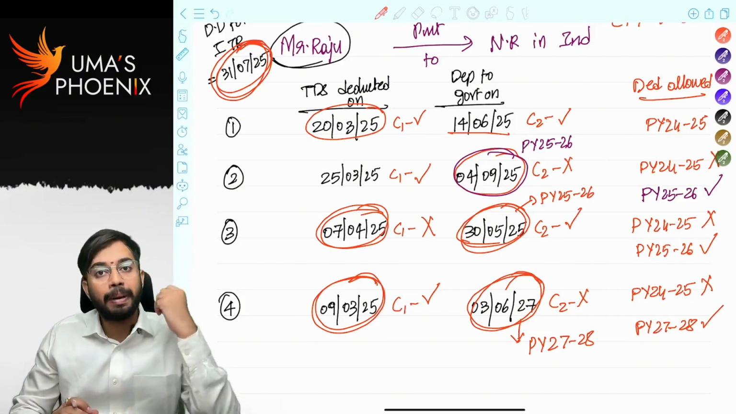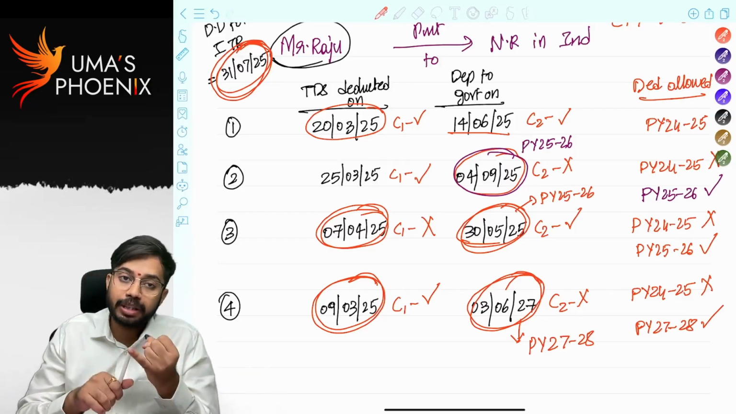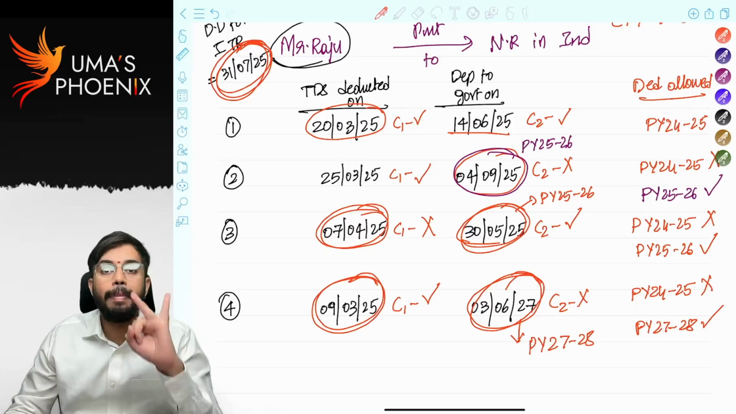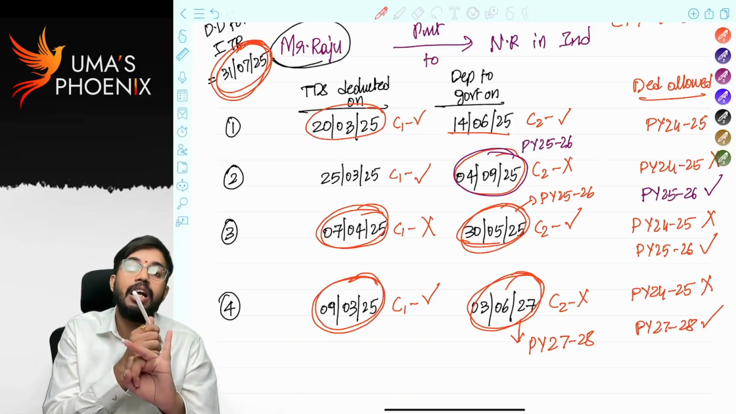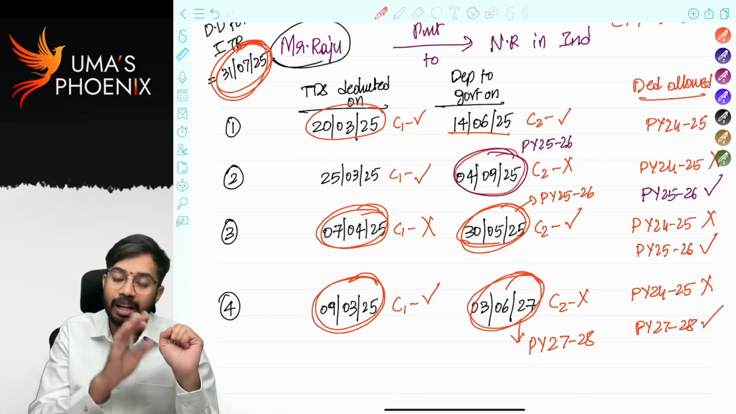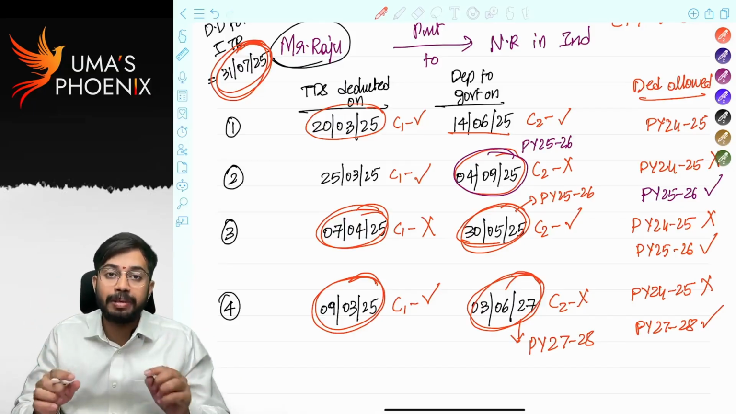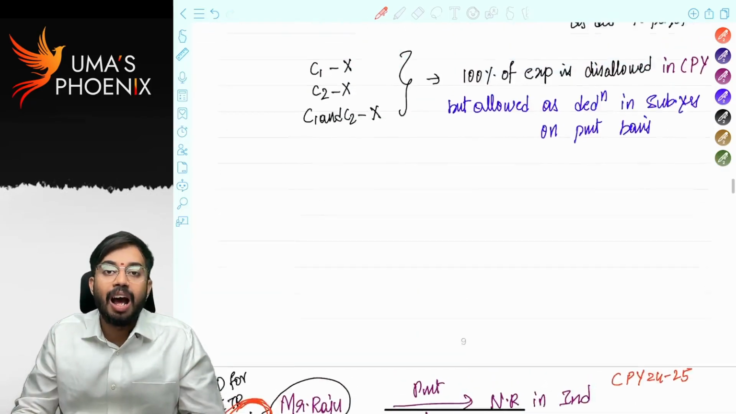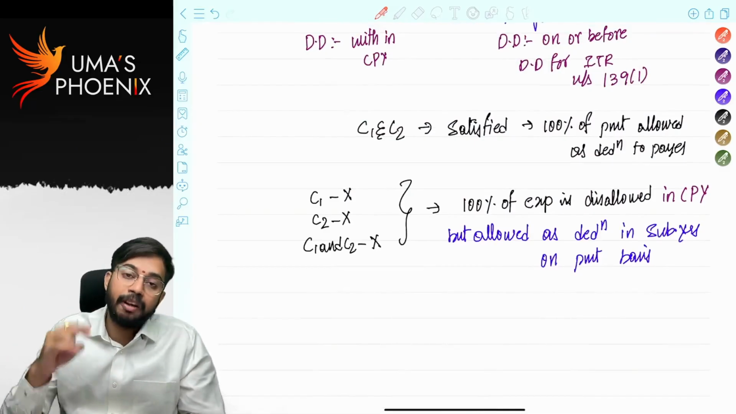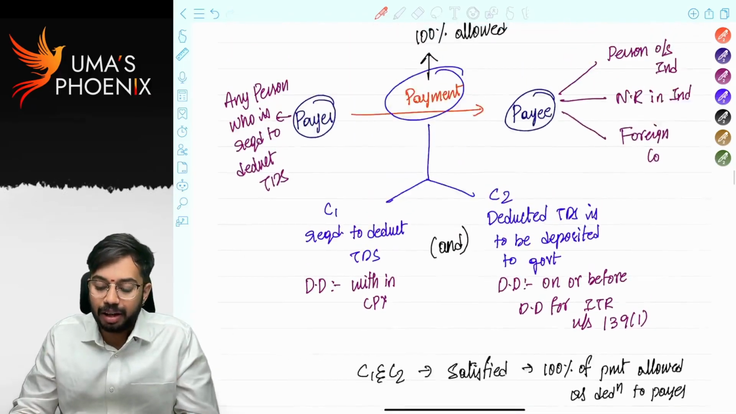So payer can be any person who is required to deduct TDS as per provisions of the Income Tax Act. Payee should be a person outside India or non-resident in India or foreign company. Payer at the time of making payment to payee is required to satisfy two conditions. Condition 1, TDS to be deducted within current previous year. Condition 2, deducted TDS to be deposited to government before ITR due date. If both these conditions are satisfied, then 100% of the expenditure is allowed as deduction in current previous year. Otherwise, such payment is not allowed as deduction in current previous year. Such payment is allowed as deduction in future in the year in which deducted TDS is actually deposited to the government. Are you able to understand?